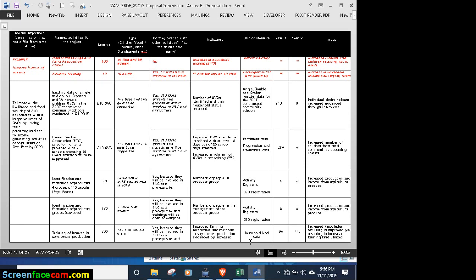And also note here, you could call this impact or outcomes, in terms of what is the desired outcome. And obviously, you start off with what is the objective, okay? The activity, the target, the indicator, the unit of measure. So how are we going to measure, or where it says, our means of verification? Activity registers, household level data, enrollment data. What do we expect to achieve in year 1, year 2, and impact?